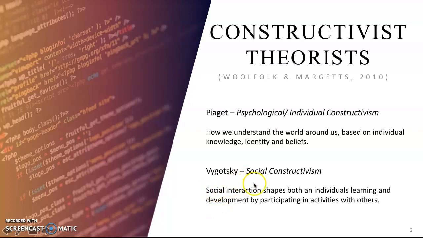It's how social interaction shapes both an individual's learning and development by participating in activities with others. So Vygotsky's theory depends largely on collaboration among students, with the belief that they're learning more from the interactions that they're having with people around them.